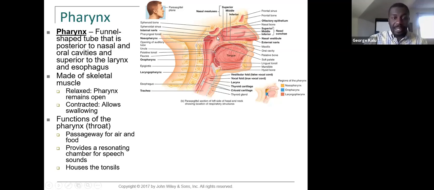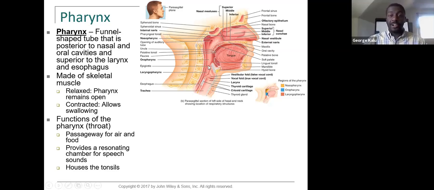This tube is made up of mostly skeletal muscle. When that muscle is relaxed, the pharynx is more open and remains relaxed. When it's contracted, it helps with swallowing. For that reason, the pharynx is a dual purpose structure. It's important in the respiratory system to help move air from the internal nose down into the lower parts of your respiratory tract, and it's also an area where food passes through, and then down into the esophagus.